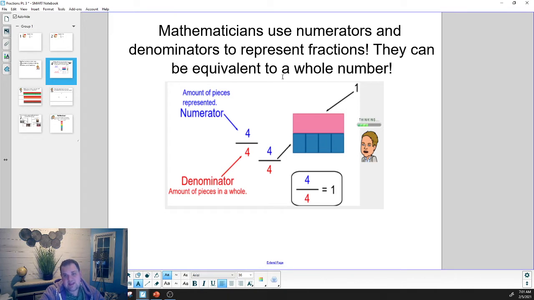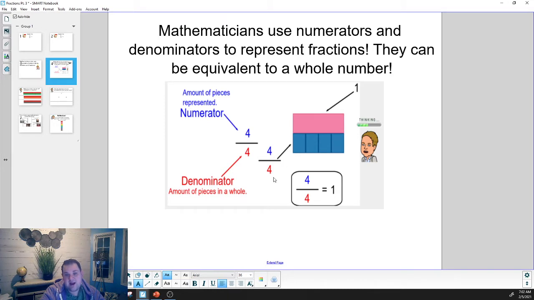So as we relate this over to the picture here, the pink piece here is worth one whole. And the fraction splits that whole into pieces. And we see 4 pieces, 1, 2, 3, 4. So that's the numerator. We see 4, so there's 4 in the numerator.